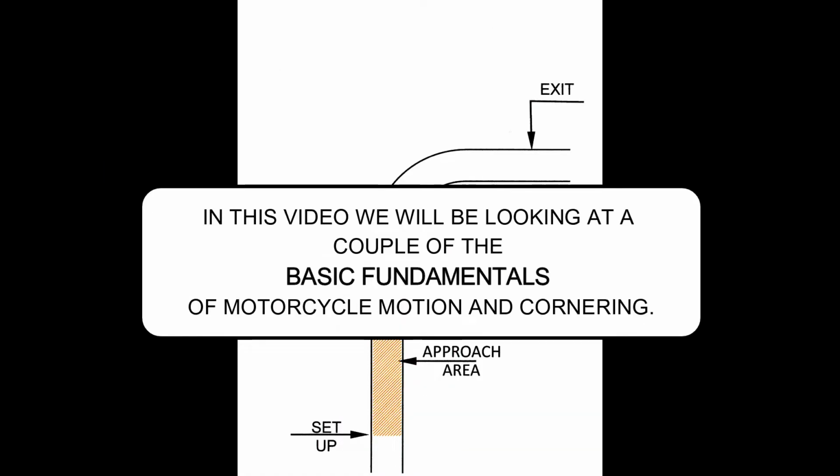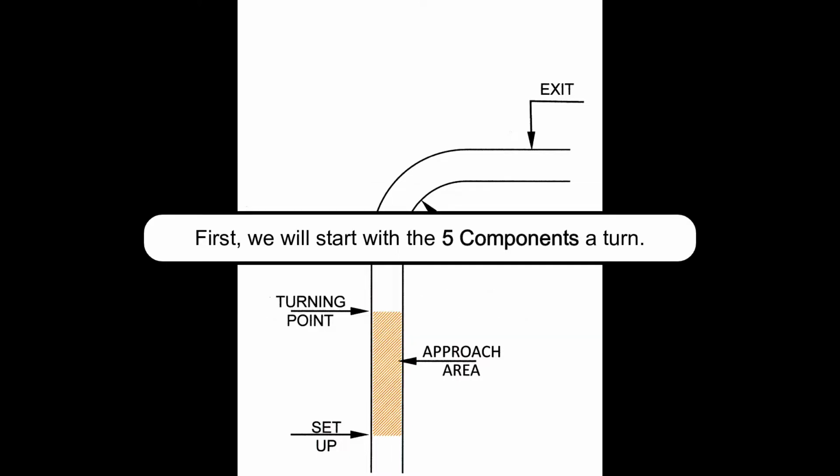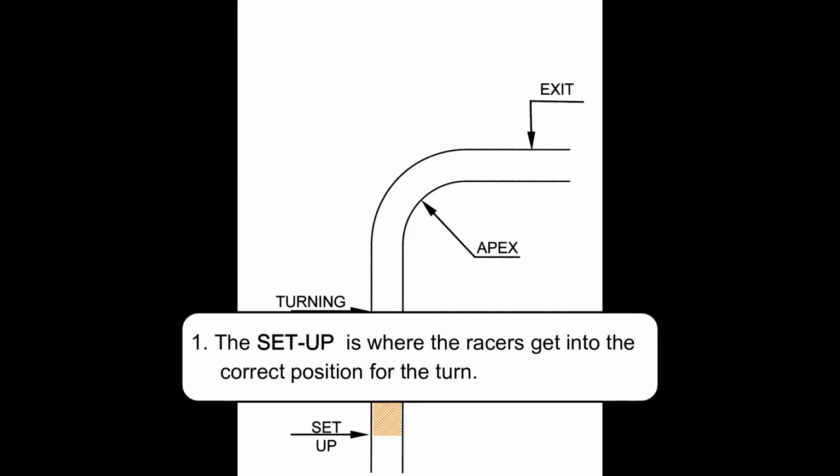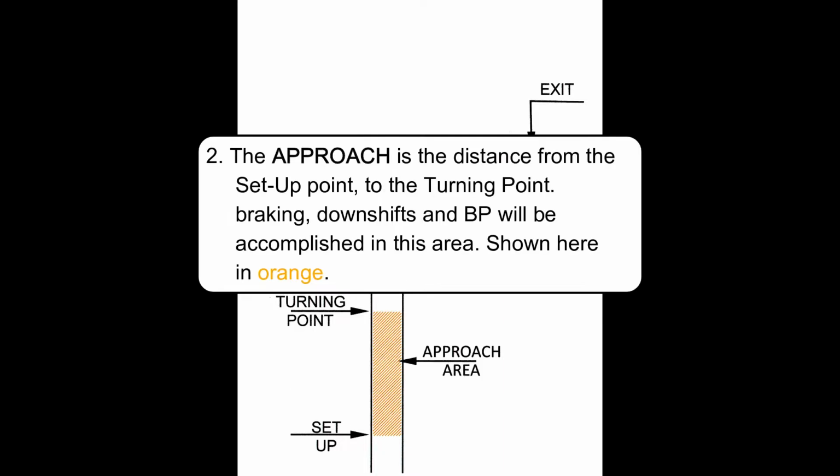We will start with a couple of the basic fundamentals of motorcycle motion and cornering. There are 5 components to any turn. They are the setup, the approach, turning point, apex, and the exit. The setup is where the racers get into the correct position for the turn. The approach is the distance from the setup point to the turning point. Braking, downshifting, and assuming your body position will be accomplished in this area.